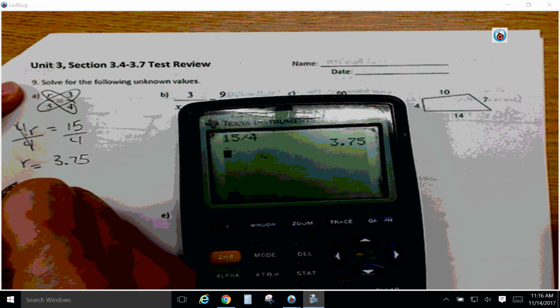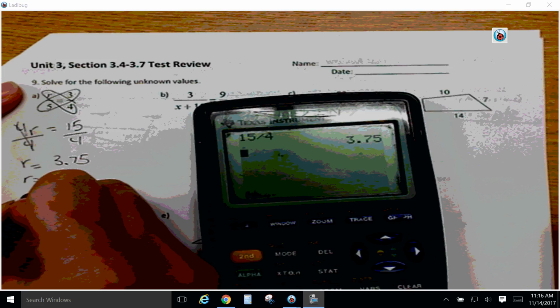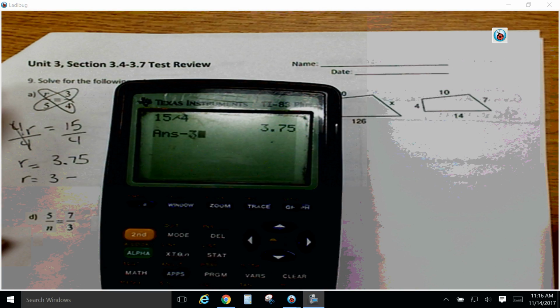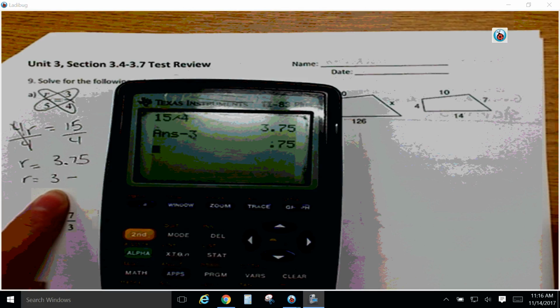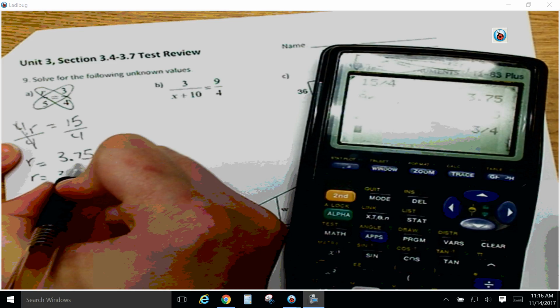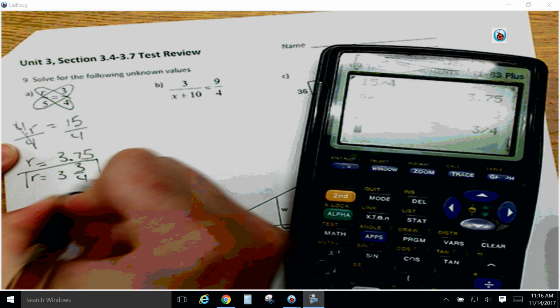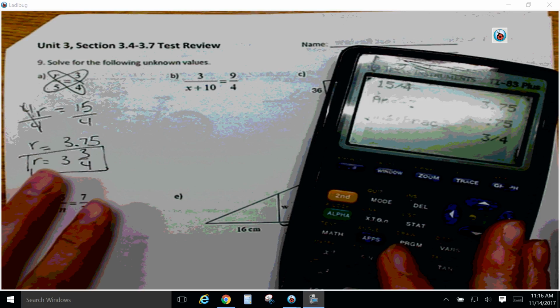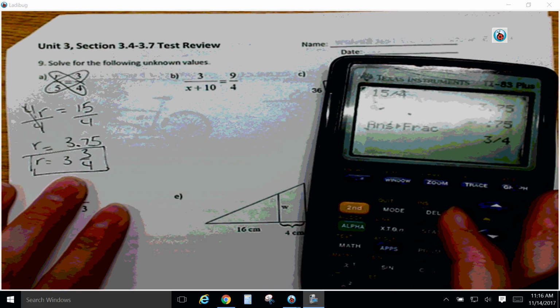But another way you could do that is you could turn it into a fraction. One way to do that is to subtract the 3 out because you already wrote the 3 down, and then do math, enter, and you get 3/4. This is the better way because it works even when you don't have a terminating decimal and you still have a correct answer. So go ahead and enter it in as a fraction. So that's what I'm going to do.